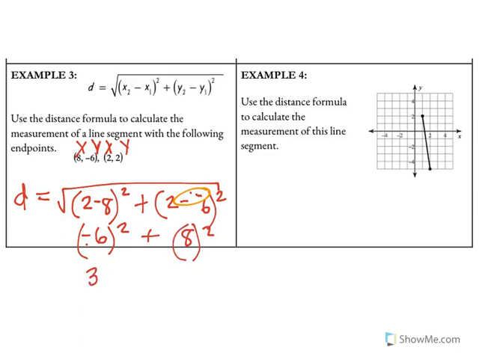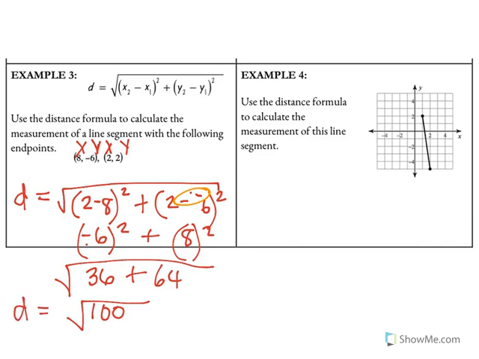Negative 6 squared is 36. 8 squared is 64. Remember, this is still all under the square root sign. 36 plus 64 is 100. Nice, so 100 is a perfect square. That means that when I square root that to solve it, I get that my distance is 10. We did not get units here, so we don't need to write a unit as an answer, but we know that our distance is 10 because we used the distance formula to do that.